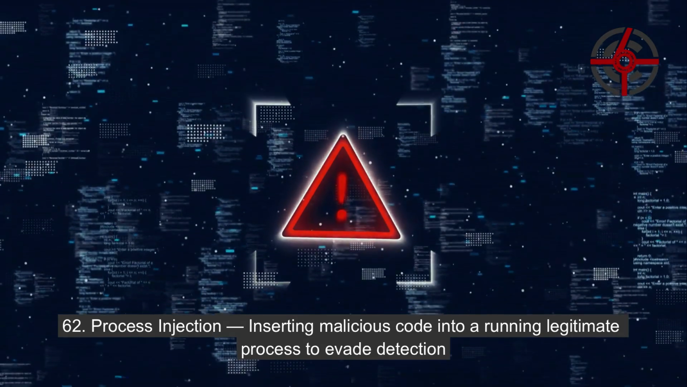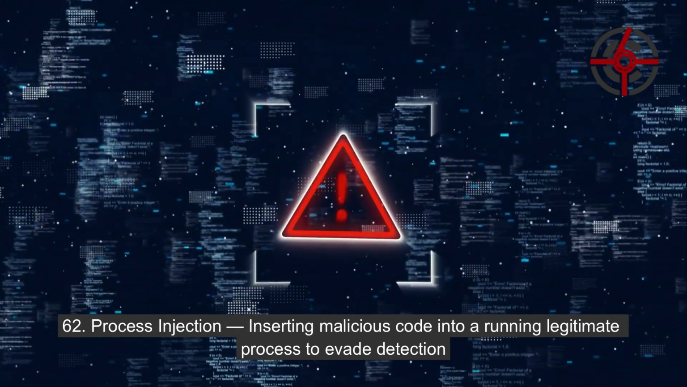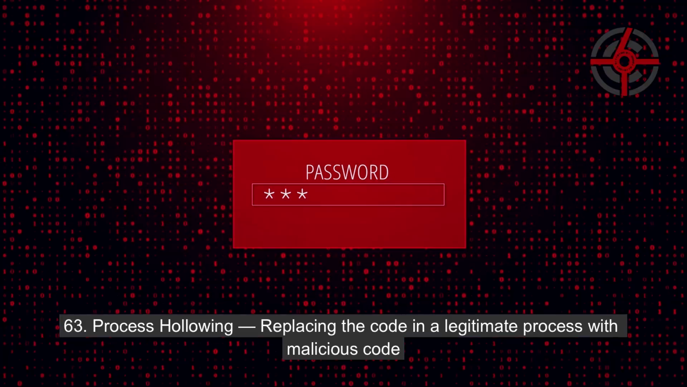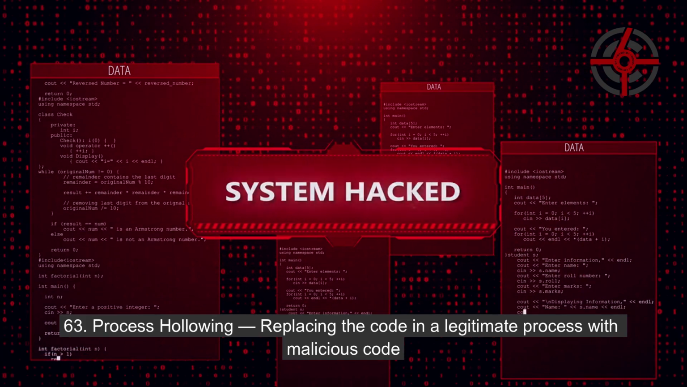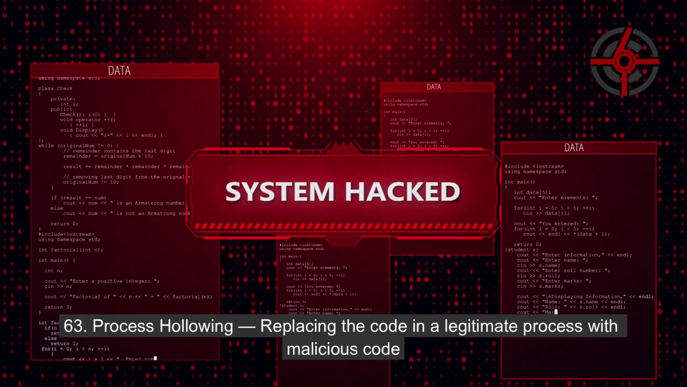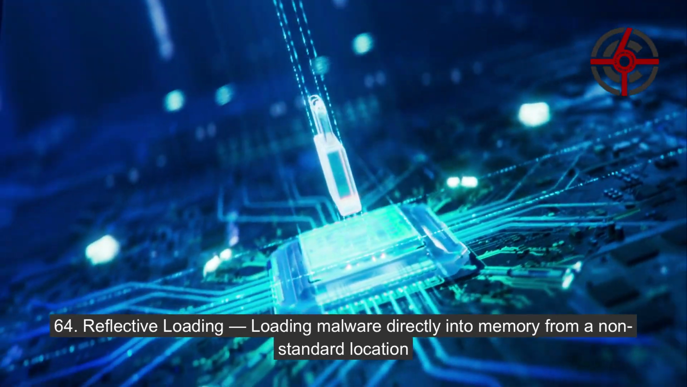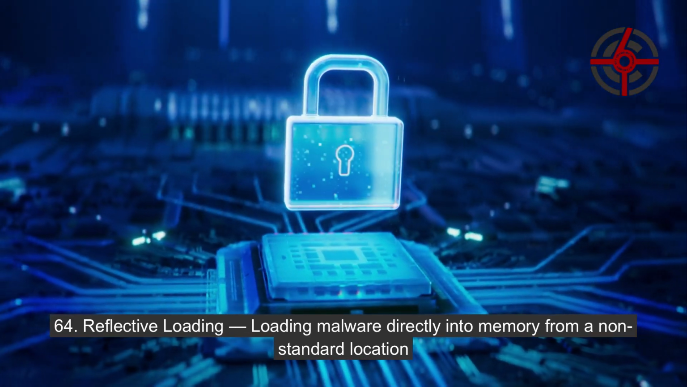62. Process injection. Inserting malicious code into a running legitimate process to evade detection. 63. Process hollowing. Replacing the code in a legitimate process with malicious code. 64. Reflective loading. Loading malware directly into memory from a non-standard location.